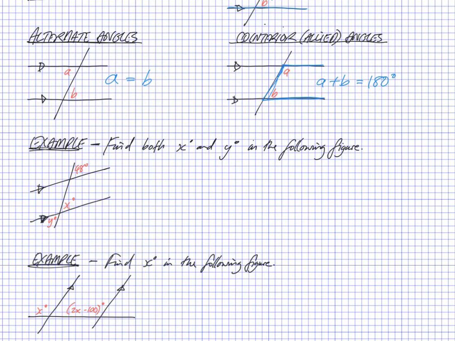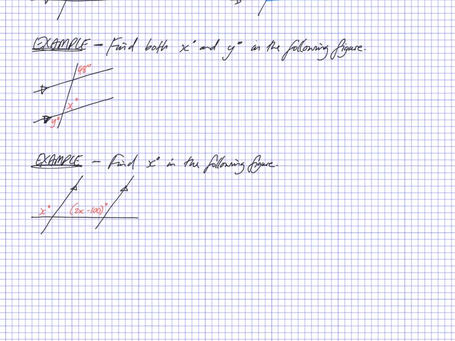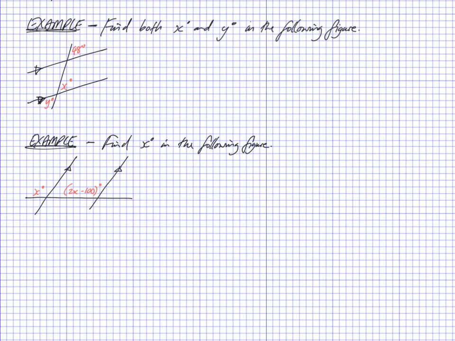Now we can use all of these things that I've just gone through in this video to find unknowns. So let's do a couple of examples. Find both x and y in the following figure. We need a two-column proof, so you need a statement and then a reason. The easiest one that I can do is x. x degrees is equal to 48 degrees. That is equal to that.